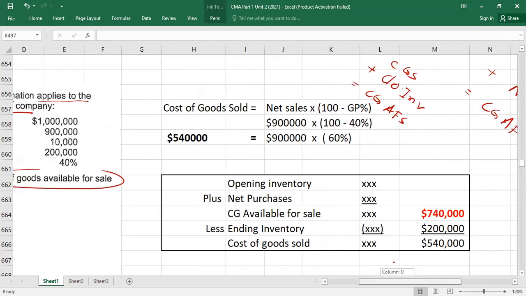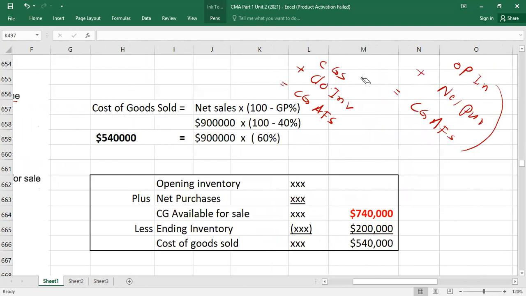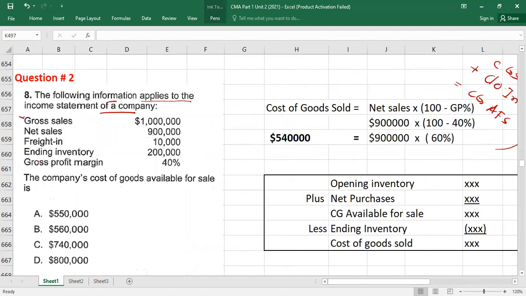Check, can you apply this? Do we have opening inventory data in the question? No. Do we have purchases data? I guess no. It means the first way is not going to work. So then check whether this way can work or not: cost of goods sold plus closing inventory. Let's see. Closing inventory is given here, 200,000. One item we got.